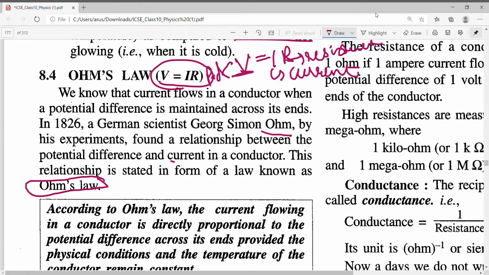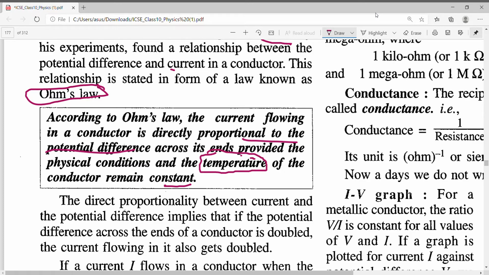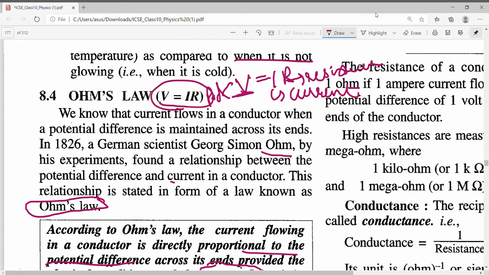So what is Ohm's law? According to Ohm's law, the current flowing in a conductor is directly proportional to the potential difference across its ends, provided the physical conditions and the temperature of the conductor remain constant. You have to get this very important point: the temperature basically remains constant in Ohm's law, right?